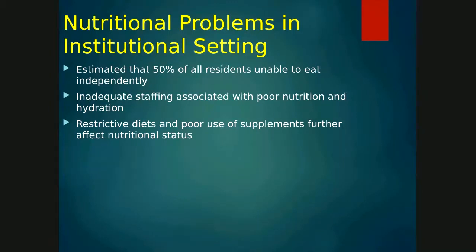Just going on more with those in the institutional setting, it's estimated that 50% of all residents are unable to eat independently and they need to be fed. So again, going back to staffing issues, if there's not enough techs to help every single patient eat their meal in a timely manner, that can certainly complicate their nutrition. Restrictive diets and poor use of supplements further affect nutritional status. So keeping in mind those things like Ensure and Boost is very helpful.